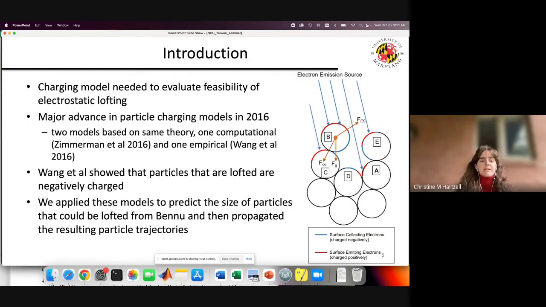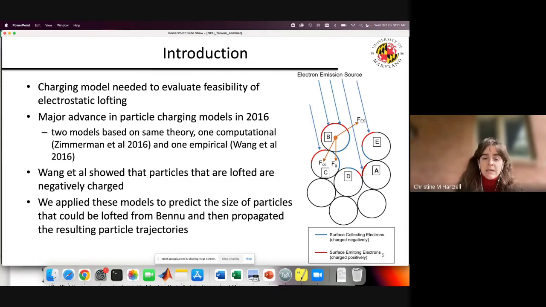Okay, so as I mentioned in the previous slide, in about 2016, there was a real change in our understanding of how particles charged. Again, we think that electrons are being emitted from one surface and then being accumulated on neighboring particles, and these neighboring particles can repel each other. And that repulsion is what we think causes electrostatic lofting.